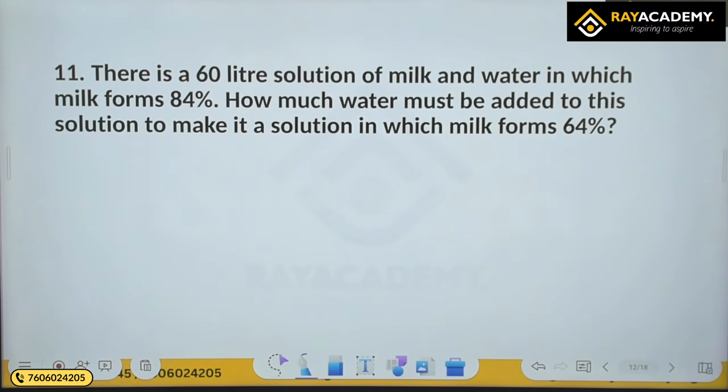There is a 60-liter solution of milk and water in which milk forms 84%. How much water must be added to this solution to make it a solution in which milk forms 64%? This is a very good example. You must try this question with the alligation method because it becomes very easy. Average and percentage methods create a lot of issues, so we will do it by alligation.